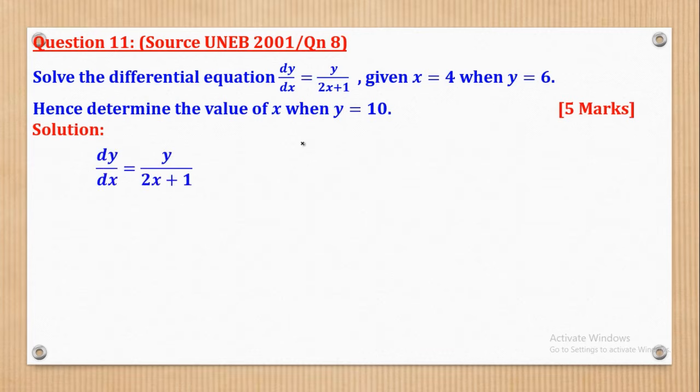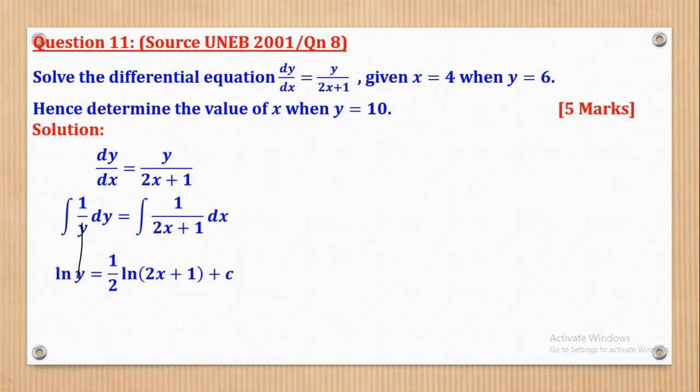First is to rearrange and separate the variables, and then put integrals on both sides. So this y will go this side to become 1 over y dy, and this dx will come this side to become 1 over 2x plus 1 dx. Then you put integrals on both sides. So next is to integrate. When I integrate this, I'll come up with this, and this gives me that, plus the constant of integration.